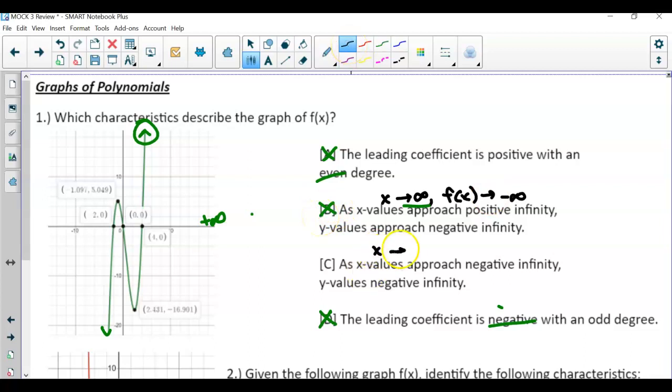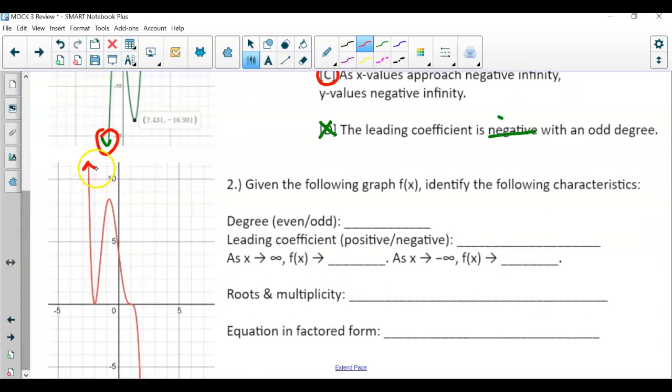So as x values approach negative infinity, our f of x or y values approach negative infinity. So let's check it. Here, as the x's are going to the left towards negative infinity, on that left side, notice how our graph is going down to negative infinity. So yes, the answer is C.